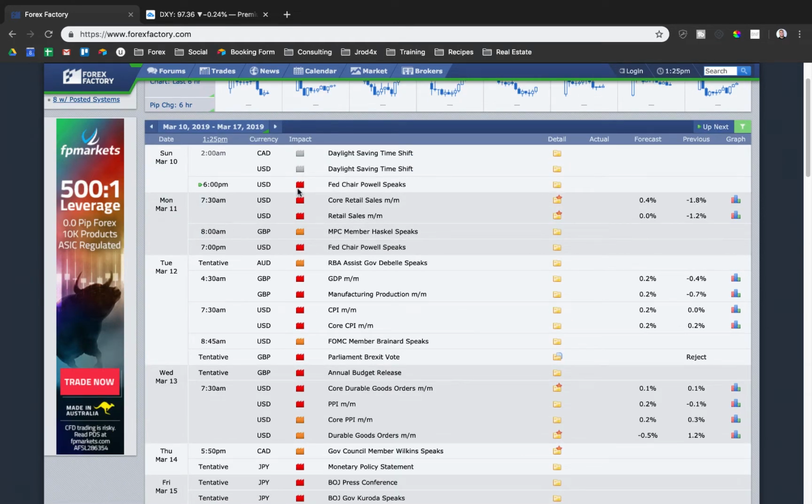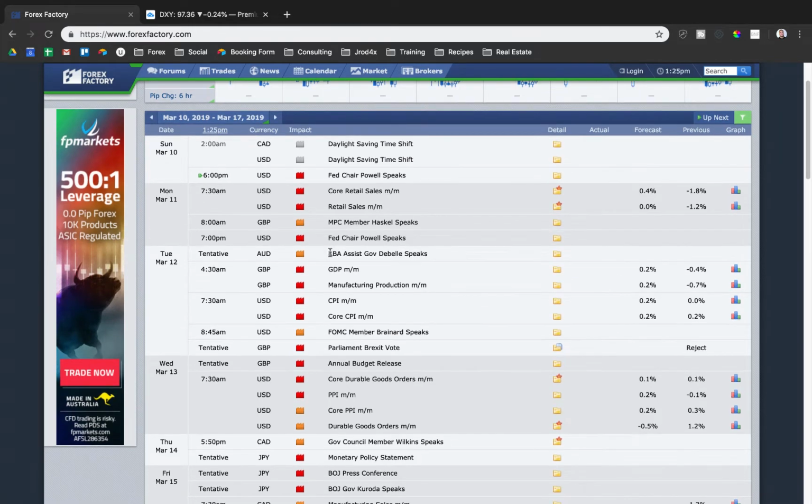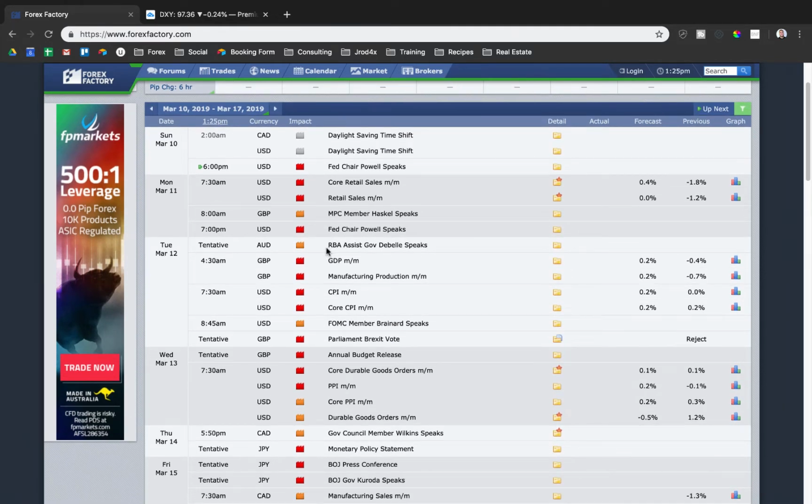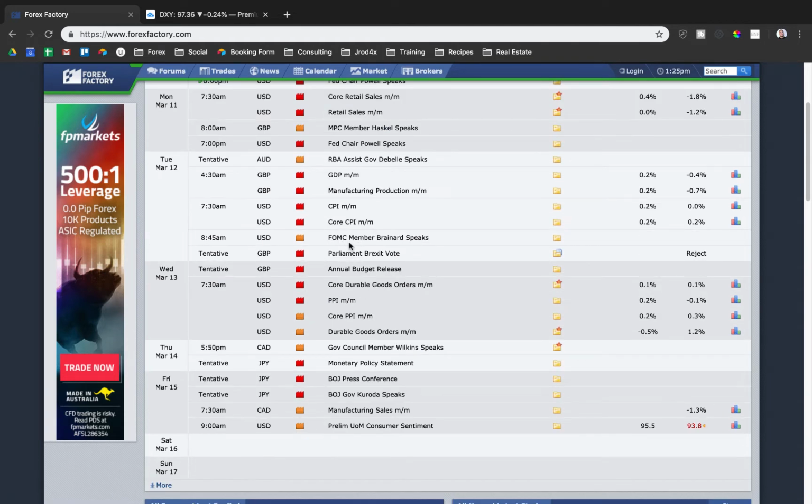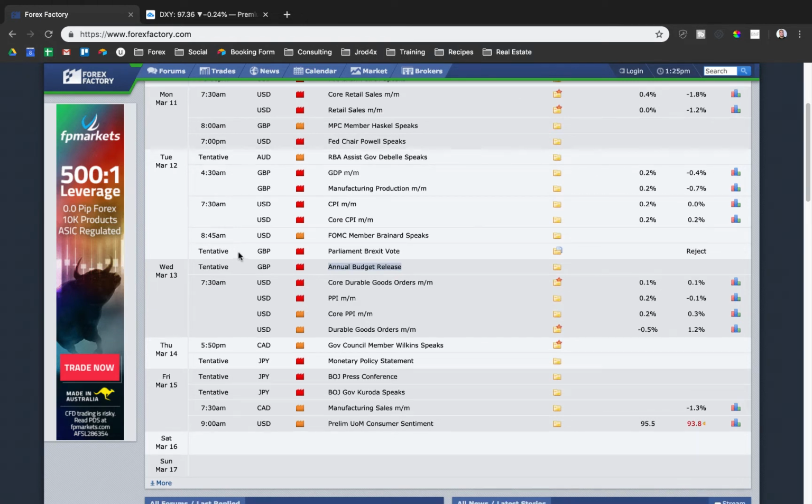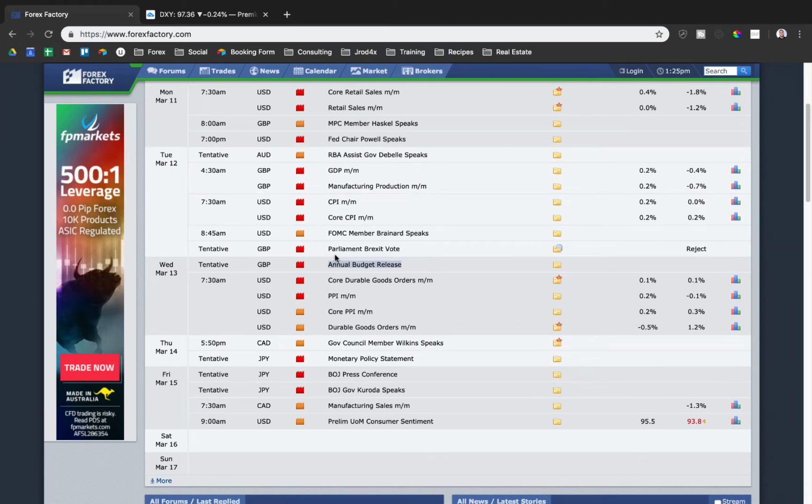Overall, just doing a quick glance at this, we don't have anything that should put us away from trading, right? We don't have any FOMC, no NFP events. We do have an FOMC speaker on Wednesday, but nothing too crazy with that. We also have the Parliament Brexit vote for British pound, so we should see some volatility in this, as well as their annual budget release. Both are tentative, so they don't necessarily have a time locked in, but they will likely be moving British pound around Tuesday, Wednesday.